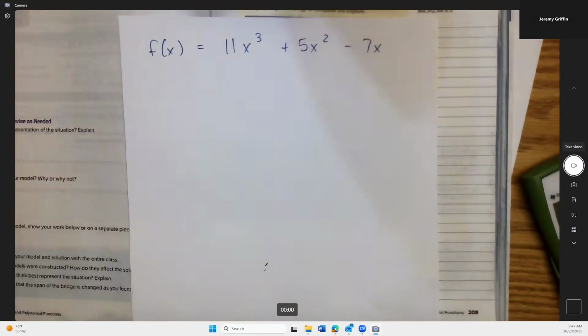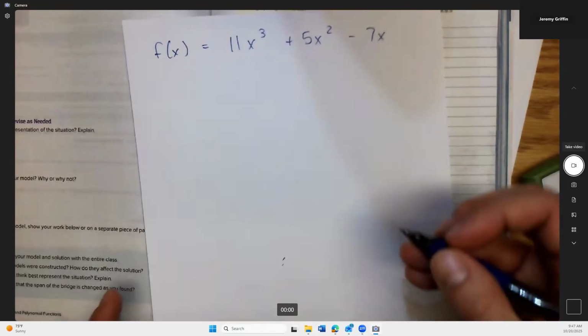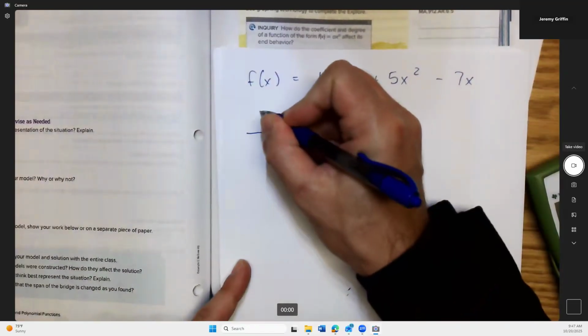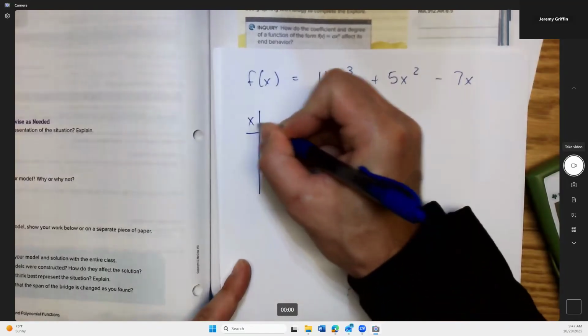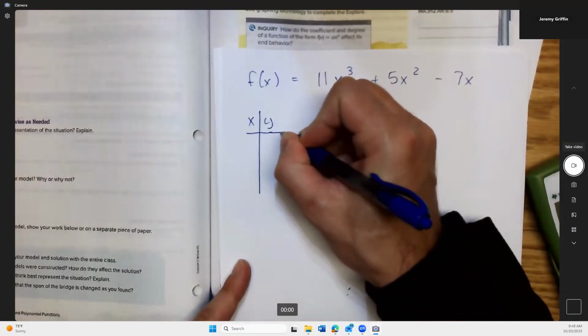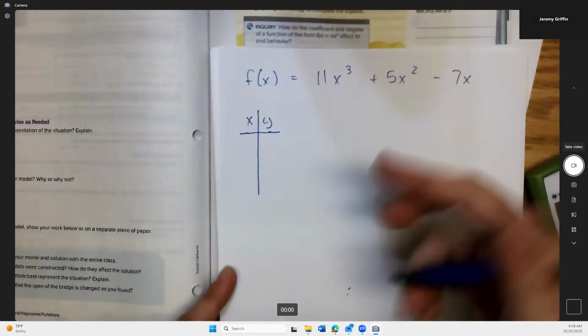Now let's pick some points and solve this out. So I can set up an xy table. XY table, different value for x, different value for y. Okay. Now, kind of working from decimal. Let's go.